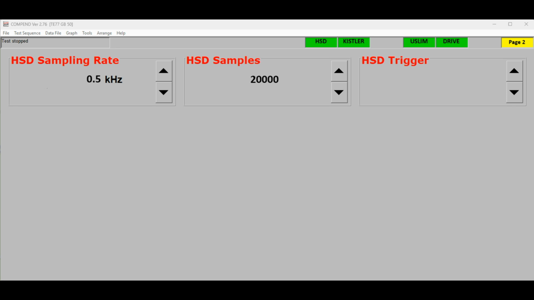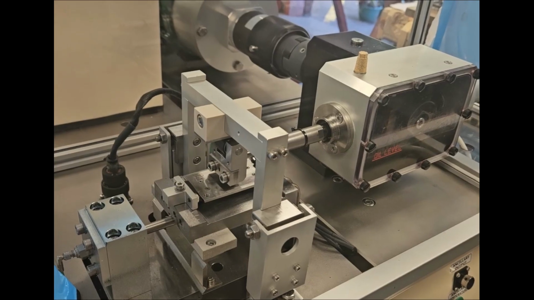I've set the sampling rate to 0.5 kilohertz and HSD samples at 20,000. If we now trigger it, it will run and collect our high-speed data. And we can then, when it's run, view the graph.